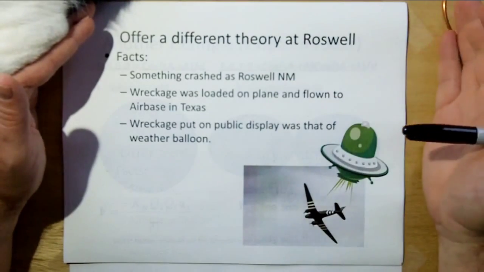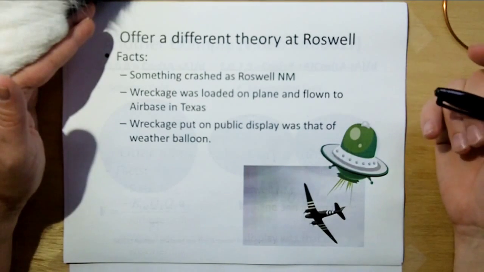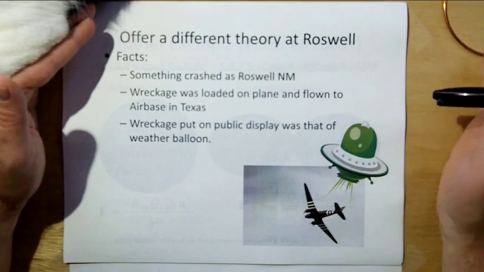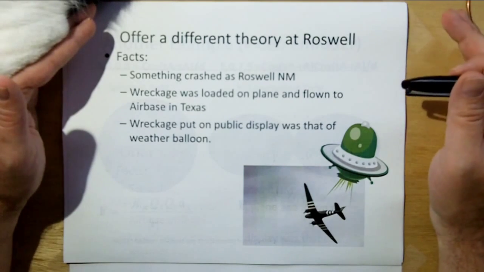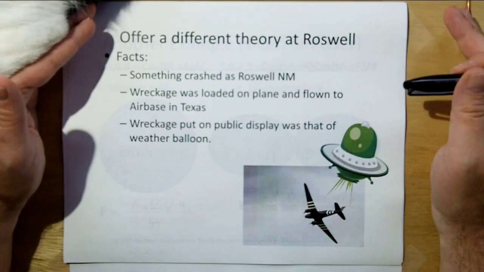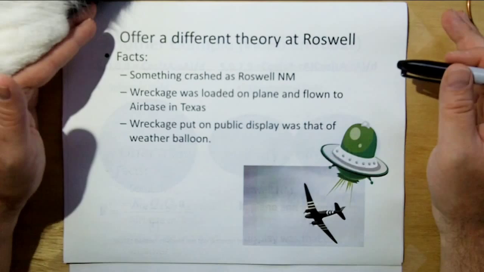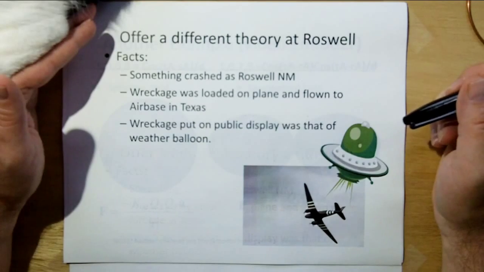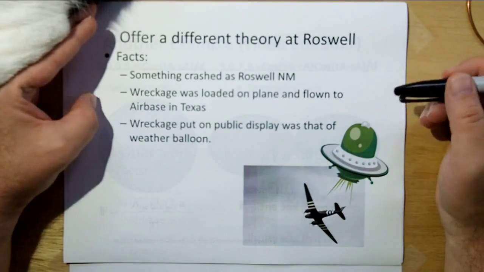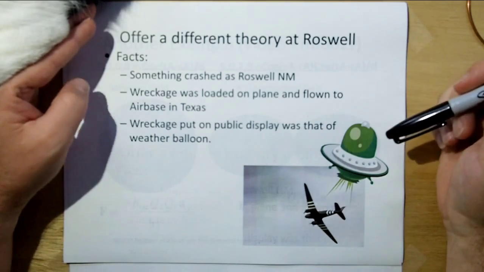And here's a different theory at Roswell that I'm going to put forward. Something did crash at Roswell, New Mexico. That's a fact that nobody can argue with. Whether it's a weather balloon or an alien spacecraft, something did crash at Roswell, New Mexico. And the other fact is that wreckage was loaded on a plane and flown to an air base in Texas so that the higher-level general could inspect what was found. And the wreckage that was put on display was that of a weather balloon. So these are the three facts of the case.